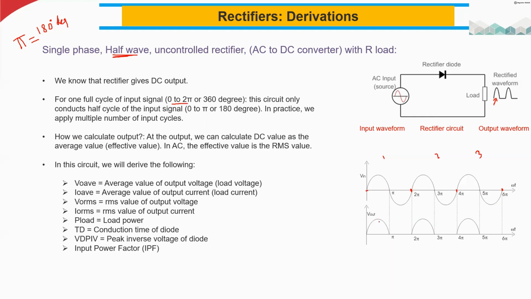Normally, we take the average when we consider the DC current. But when we consider the AC current, we have to calculate the RMS value. I will tell you in a while what the RMS value is. So when we talk about an AC signal, the RMS value is important. And when we talk about the DC value, we have to talk about the average.